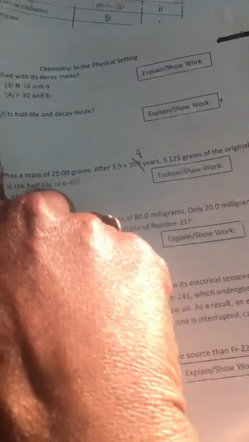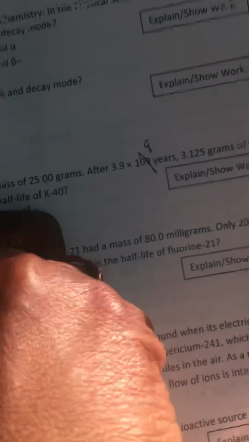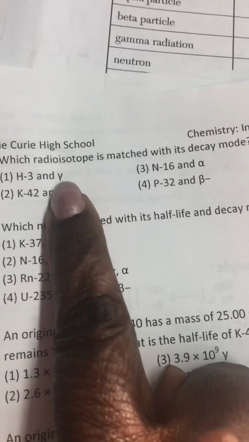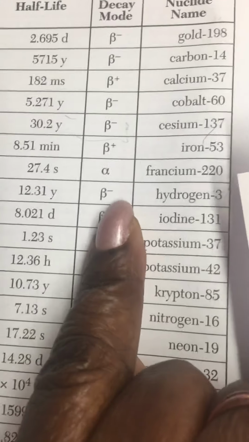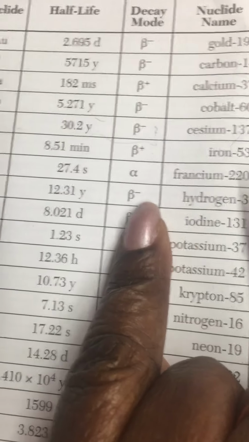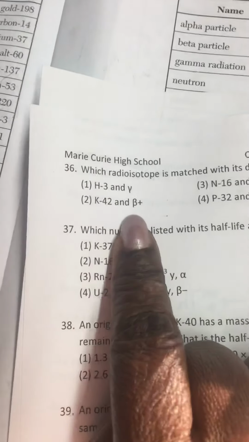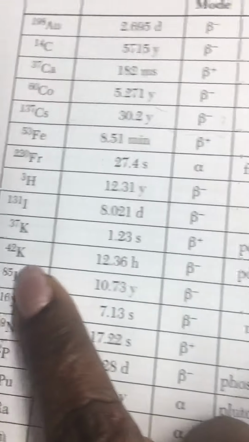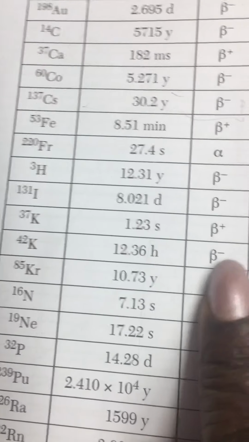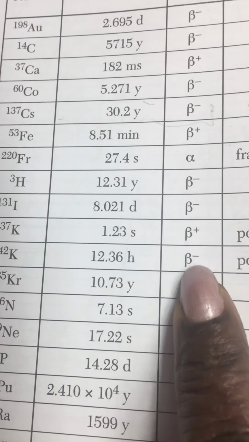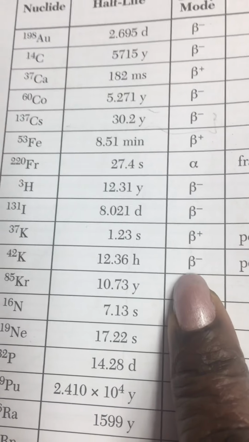So you read it. It says which radioactive is matched with the decay mode. I look for H3 and gamma. I look in here and I try to find H3. H3 is here. What's it? It's beta, huh? Which is matched? That's not matched. Then you just look again. You look K42, and then you look for K42 and B+. Go in here, look for K42. And then you got, is it B+ or B neg? B negative. Don't forget that negative is an electron. These other ones are positrons. So as you go through, you do the process of elimination.